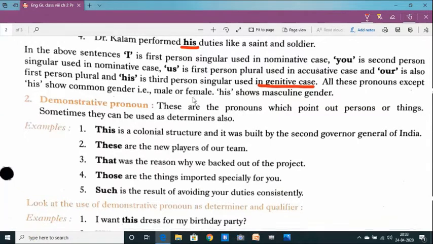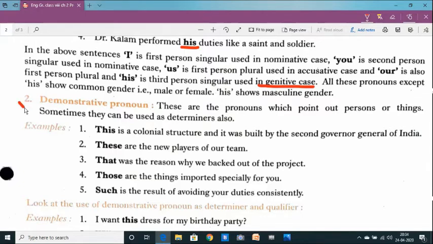In this chapter, we not only learn pronouns singular or plural, but their gender will also be given. And as we know, his is always used as a masculine gender, but her is used with a feminine gender.